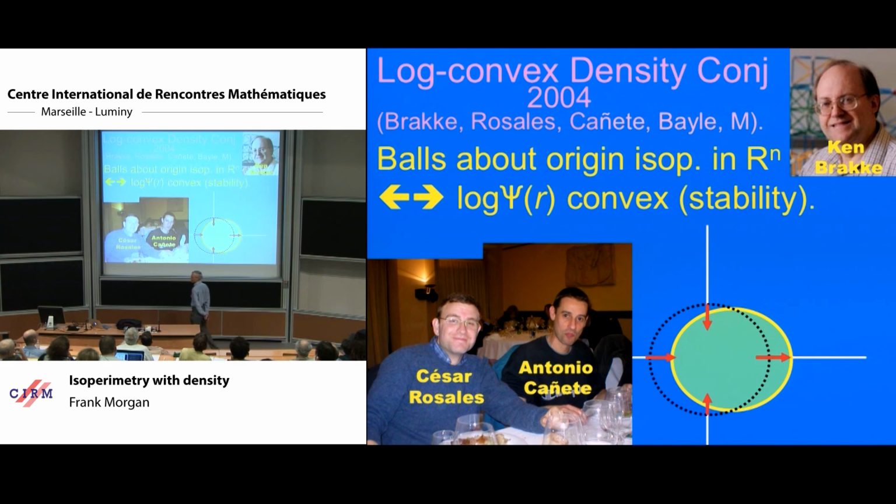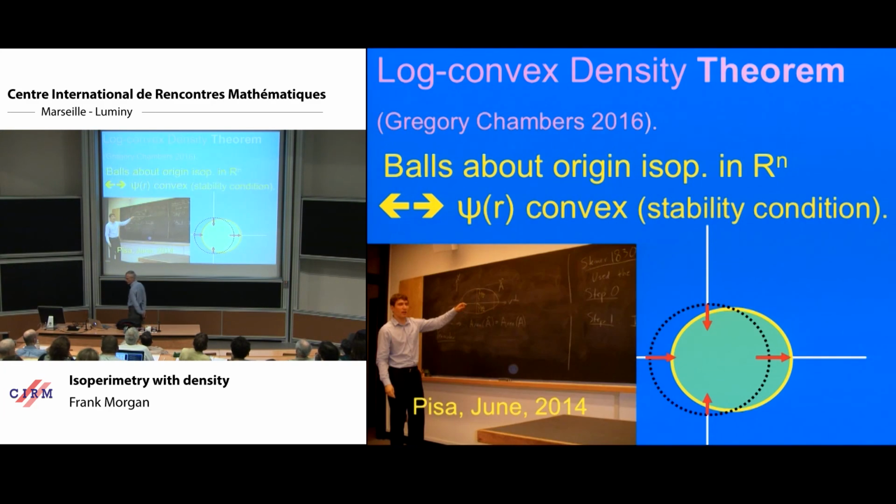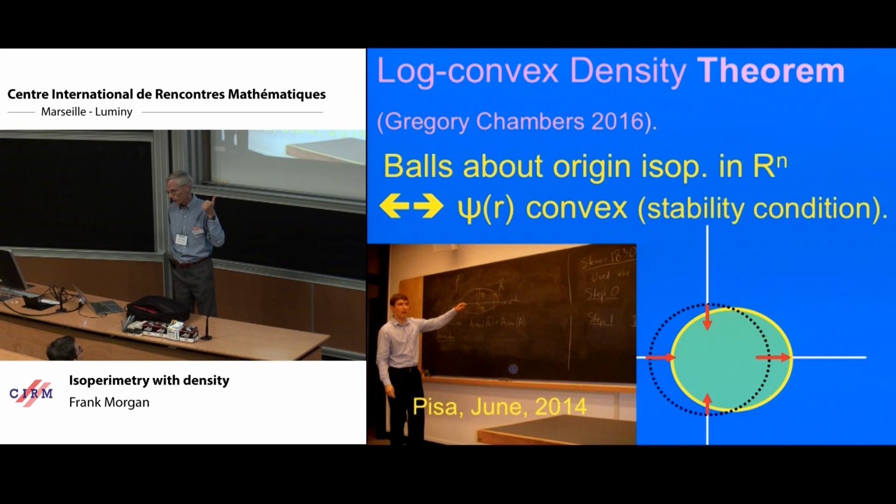Now, the big news on this was that this was proved. The paper was just published last month, I think, by Greg Chambers, an advanced graduate student at the University of Toronto. He's now at the University of Chicago. So I want to say something about the progress from that conjecture, 2004, to this proof, which was 12 years later.